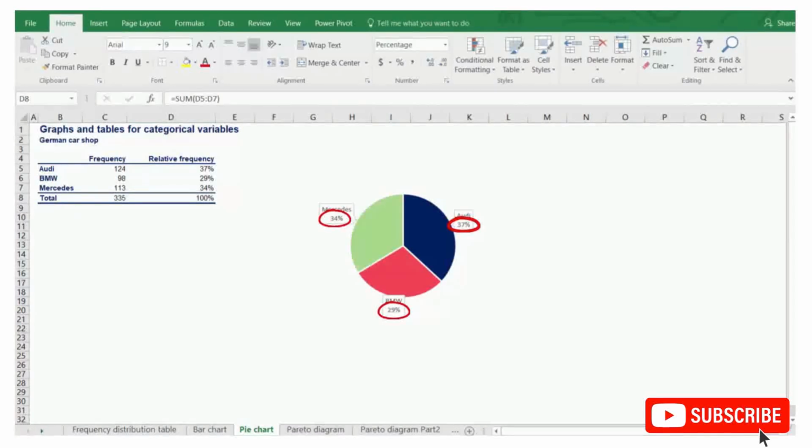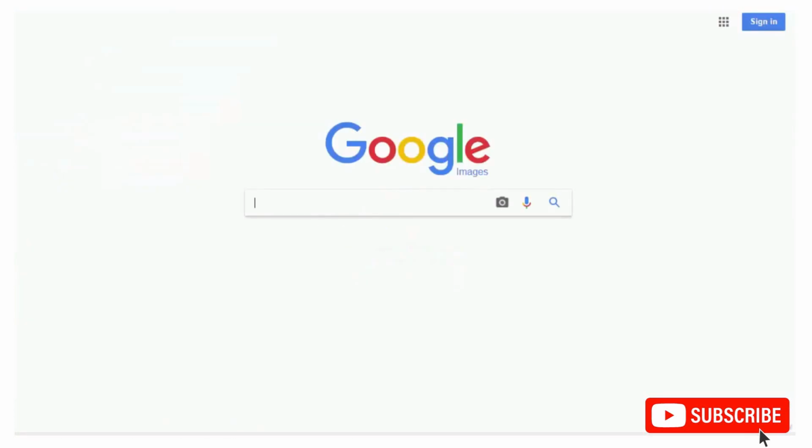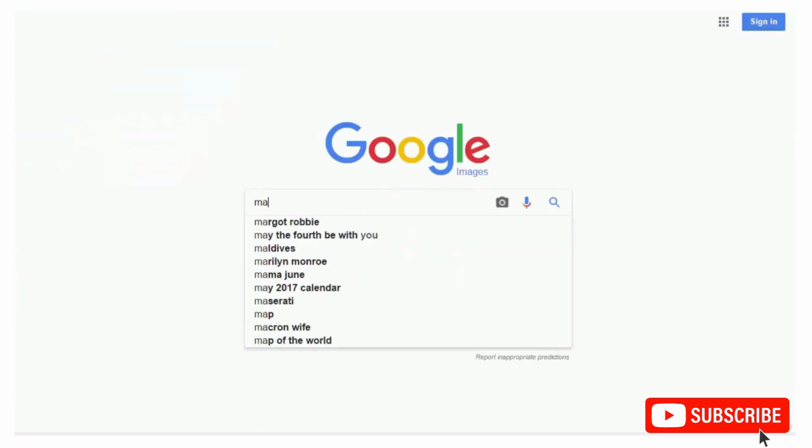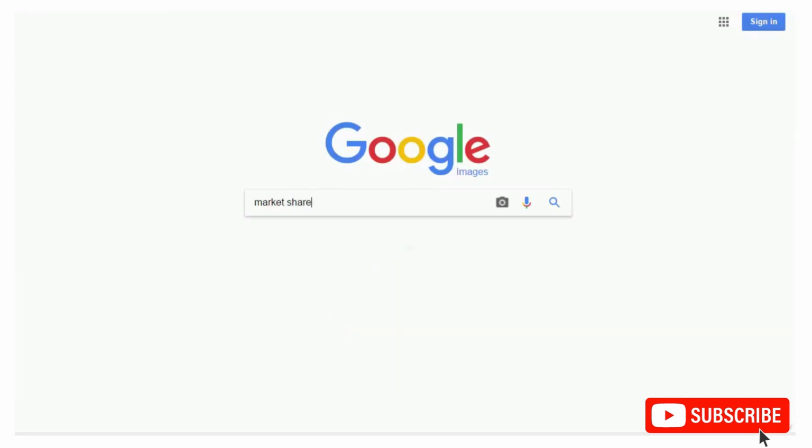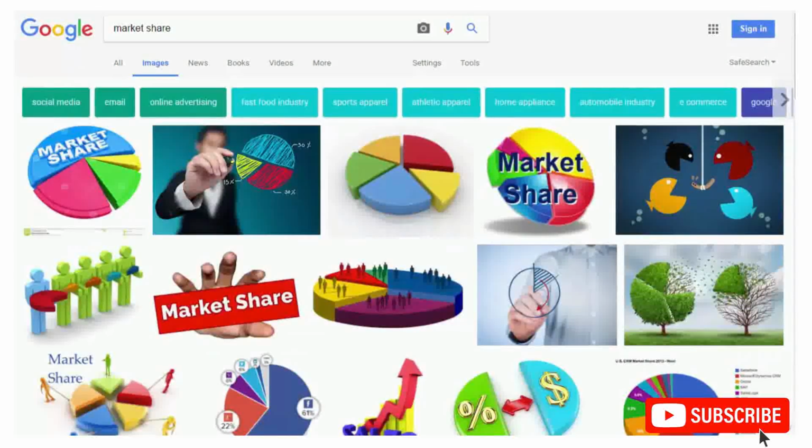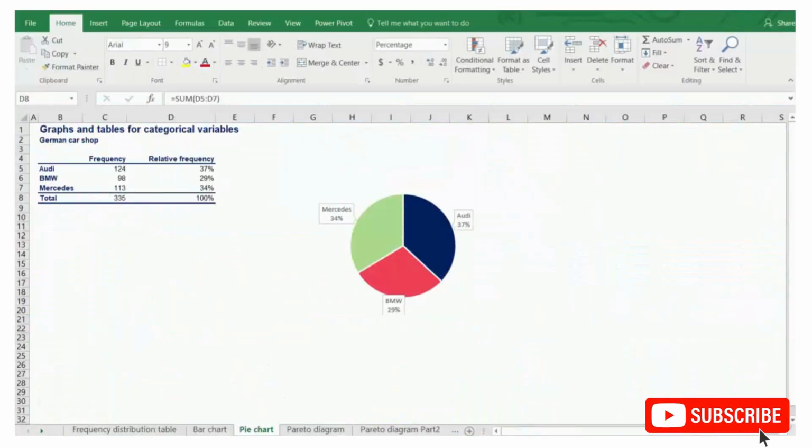This example could be easily transformed into a business example of market share. Market share is so predominantly represented by pie charts that if you search for market share in Google Images, you would get only pie charts. Imagine that the data in our table is representing the sales of Audi, BMW, and Mercedes in a single German city, say Bonn. The chart will show us the market share that each of these brands has.